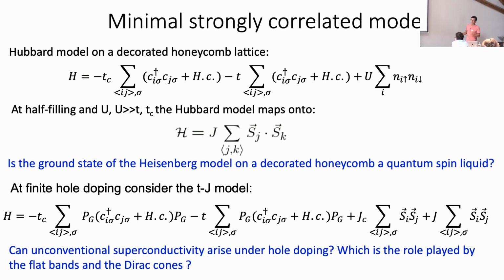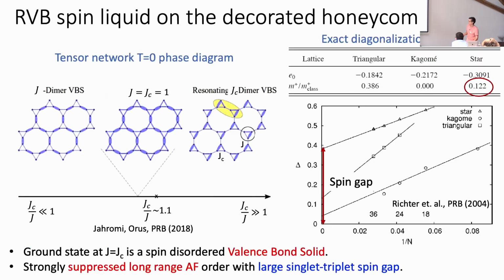And so I return to the questions that I had at the beginning, in case you have got lost. The first question is whether the ground state of the Heisenberg model on this lattice is a quantum spin liquid. And then, what happens when we dope this system? The question we had in mind was whether superconductivity would arise. There are, of course, many other aspects, like what is the role played by the flat bands, the Dirac cones, and so on, that I won't discuss.